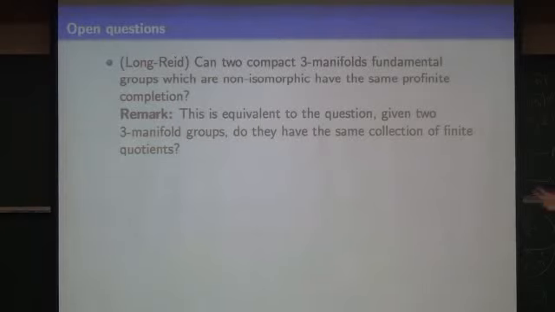Anyways, it's a fact that if you have two finitely generated groups, their profinite completions are the same precisely when they have the same collection of finite quotients. So if you had two knots that were not diffeomorphic, they're not the same knot, then there would be a finite quotient of one knot complement group, but not the other one, for example.